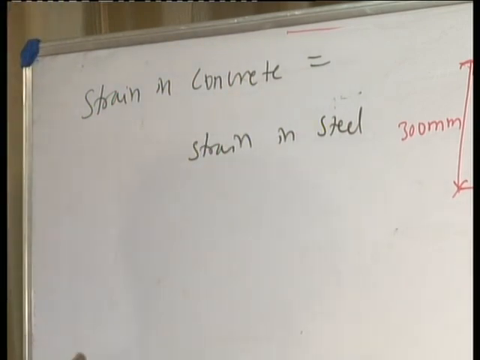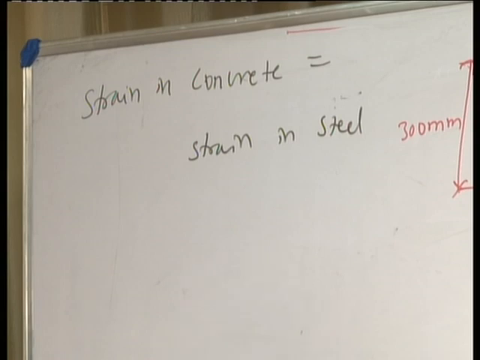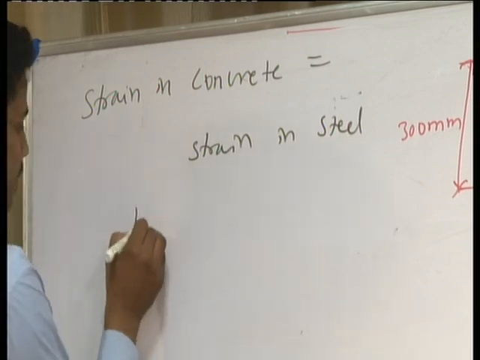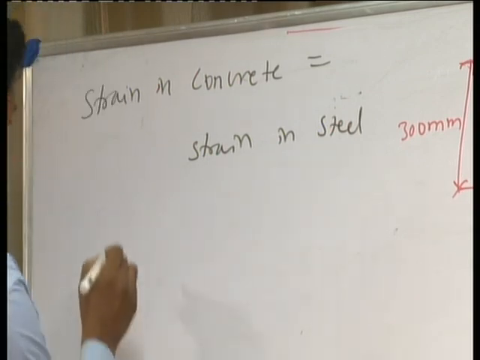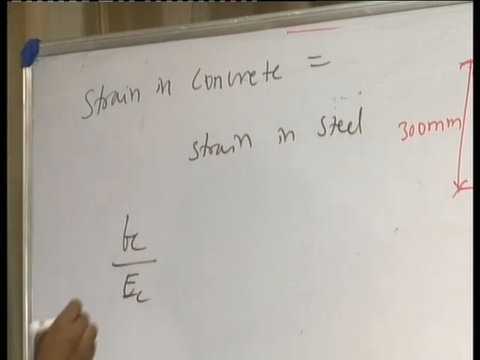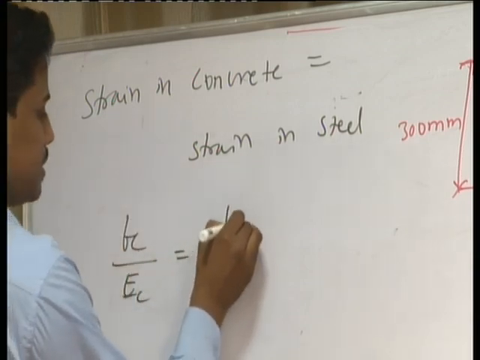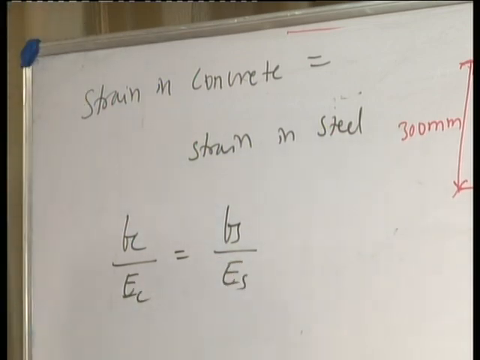We have to express the strain in terms of stress and Young's modulus. So strain in concrete is equal to FC divided by EC. Again, strain in steel is Fs in terms of ES. FC by EC is equal to Fs by ES.